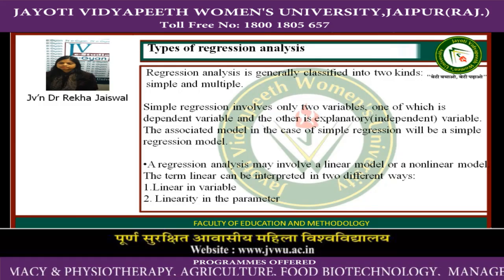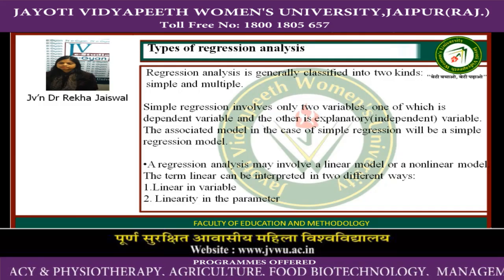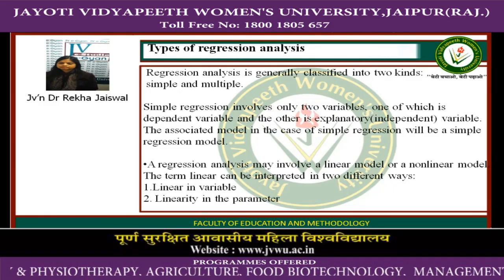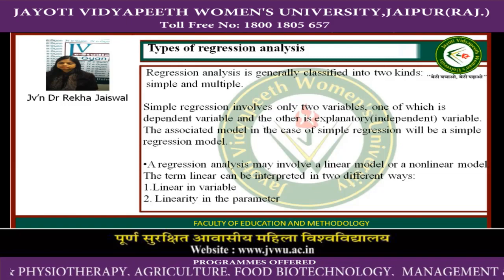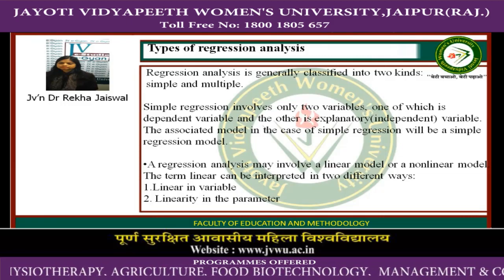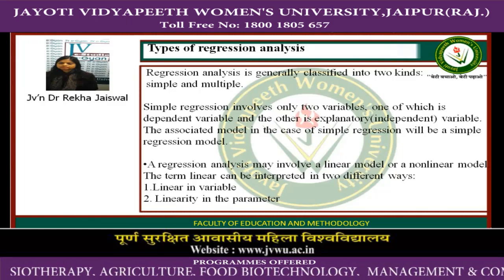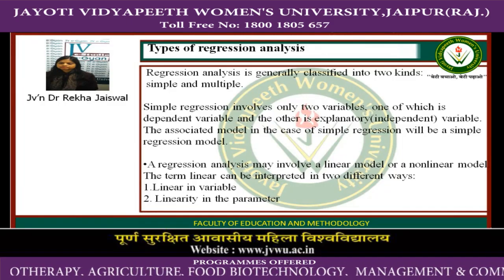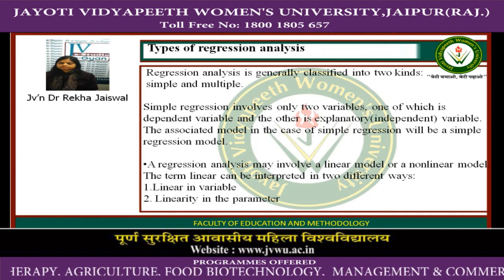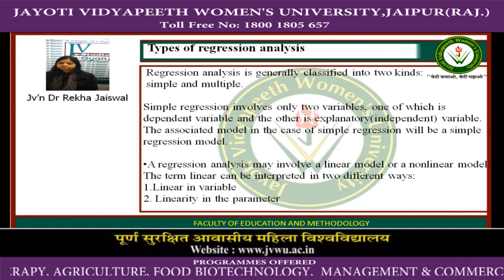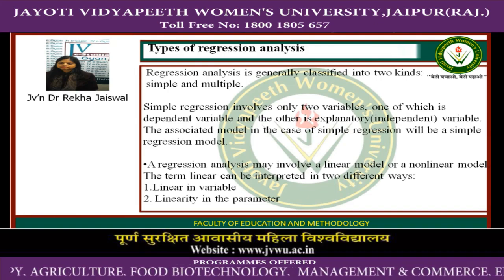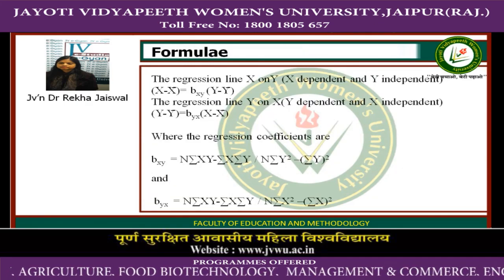Regression analysis is generally classified into two kinds, simple and multiple. Simple regression involves only two variables, one of which is the dependent variable and the other is the explanatory independent variable. The associative model in the case of simple regression will be a simple regression model. A regression analysis may involve a linear model or a non-linear model also. The term linear can be interpreted in two different ways: linear in variable, and linearity in the parameter.